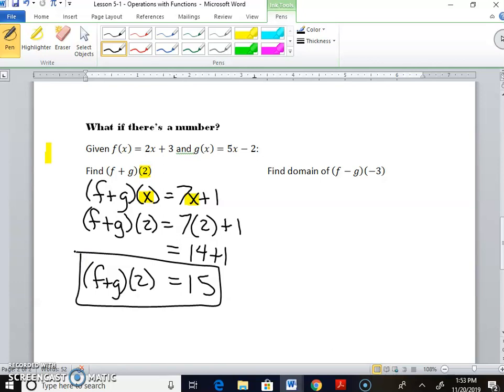Oops. I just realized that's a typo. That's just supposed to say find. Sorry about that, guys. You can mark that out. It's just supposed to say find f minus g of negative 3. So again, our first step, find f minus g of negative 3.